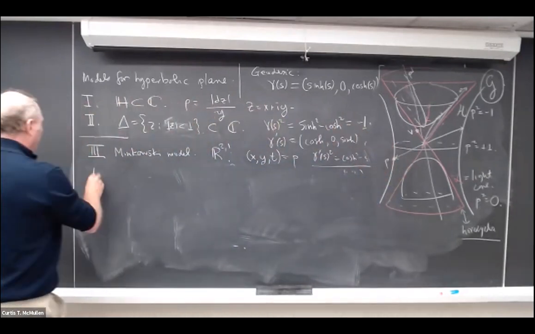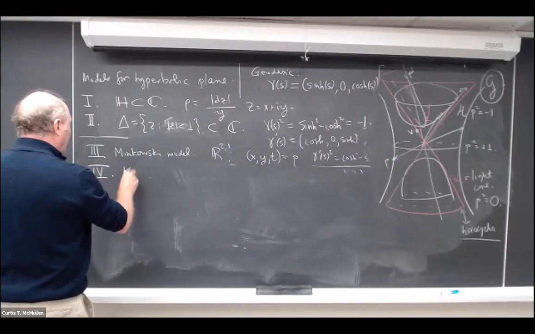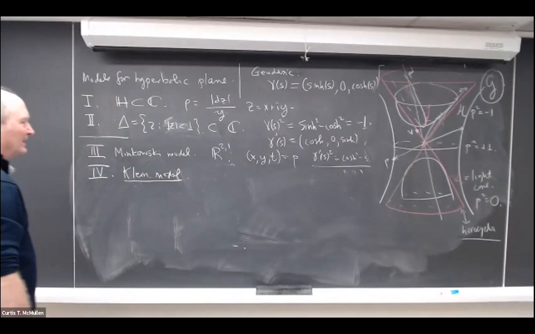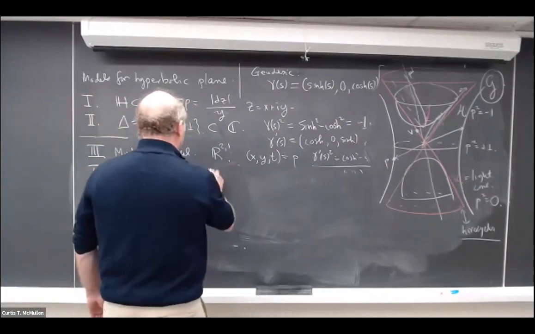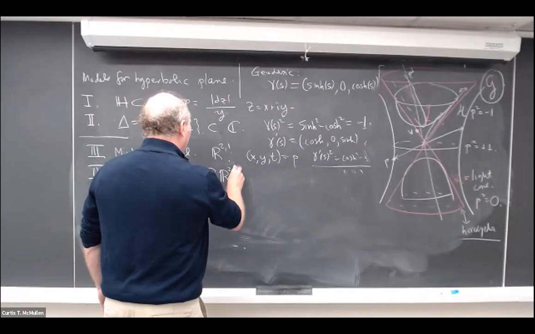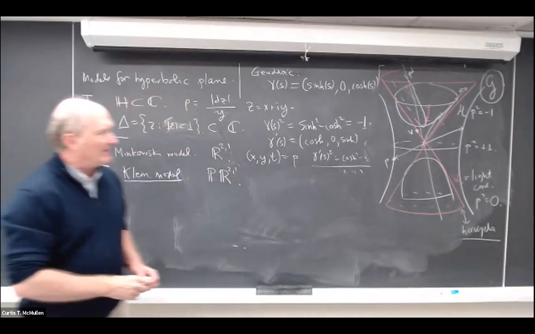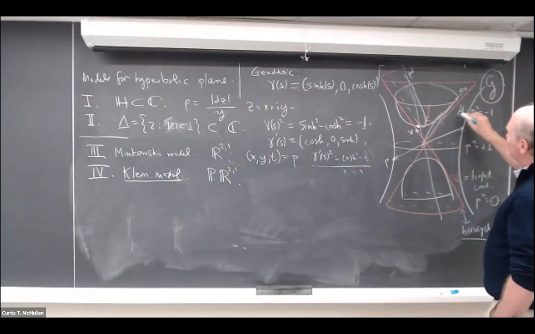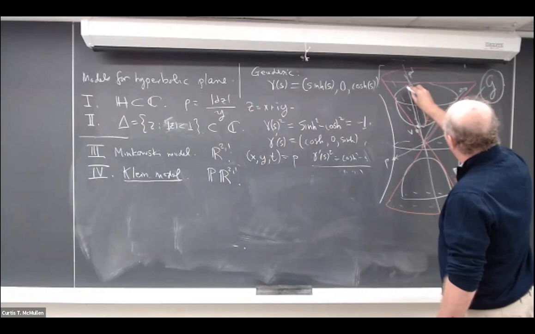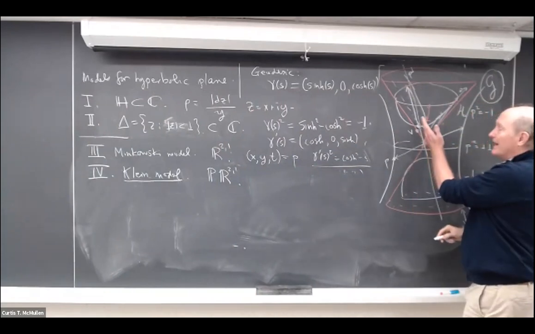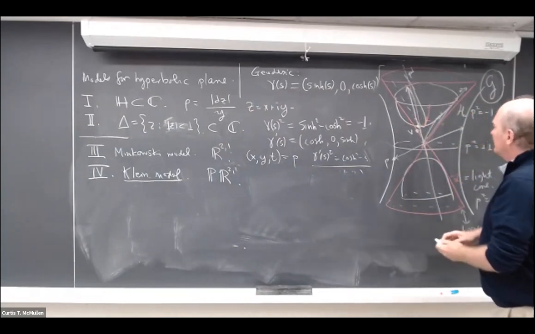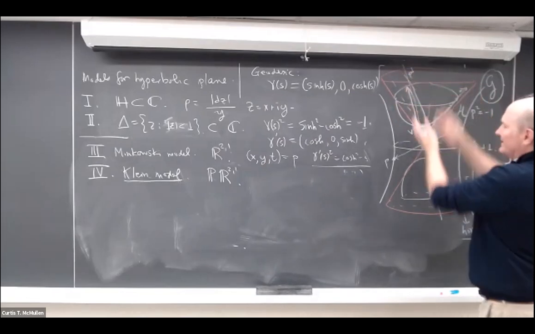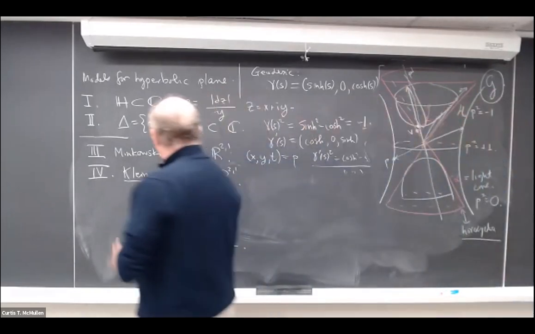Okay, so the fourth model is called the Klein model. And what we do here is we pass to the projective space of Minkowski space. After all, if I want to specify a point in the upper half of this hyperboloid, it's enough to specify the line that goes through that point, since that line meets the hyperboloid in only one point. So if I pass to projective space, there's an injective map of H into projective space.